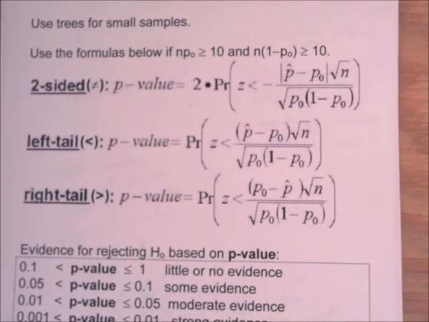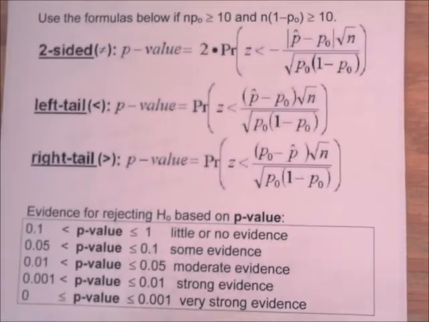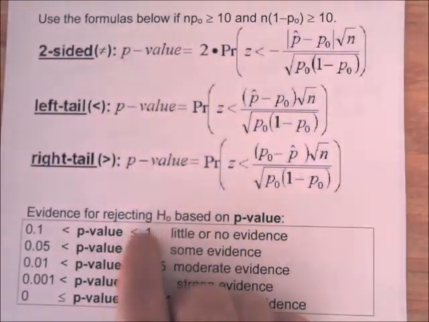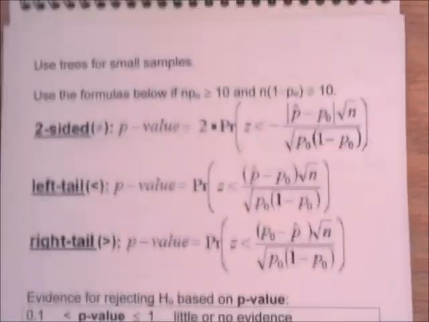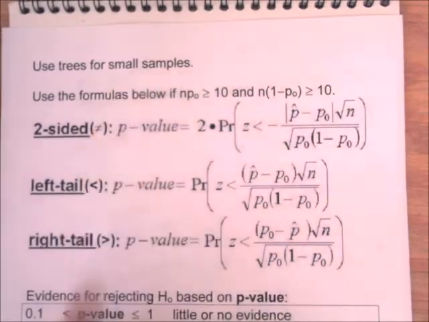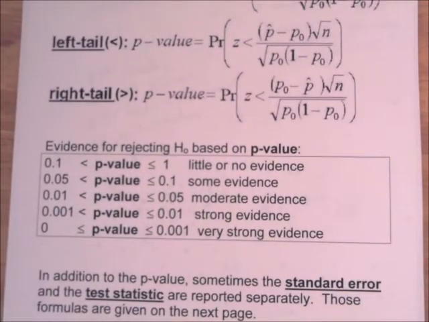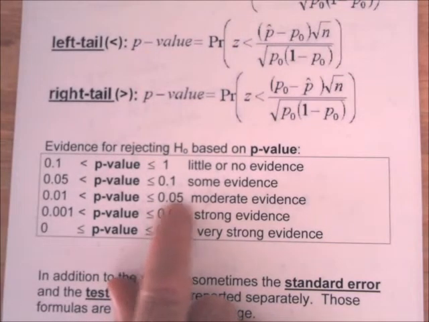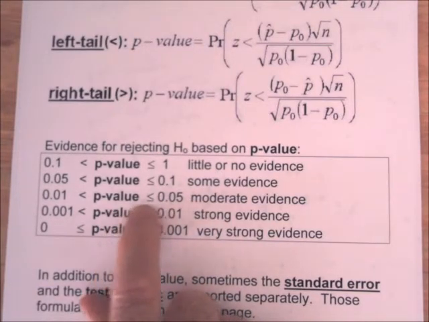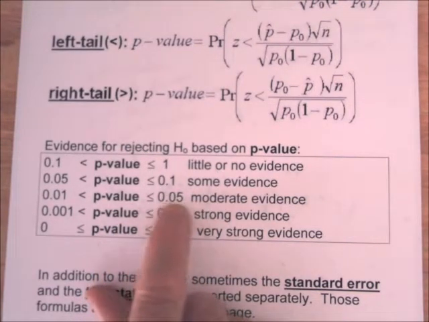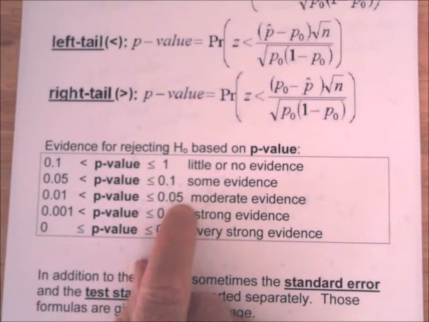Okay, and then these formulas are for computing a p-value. You can also, for small samples, use a tree to compute a p-value. And then when you have your p-value, usually we want to compare it to 0.05. Usually we want at least moderate evidence. A p-value between 0.01 and 0.05 is moderate evidence, so that's going to be our usual standard to decide whether or not we reject the null hypothesis.